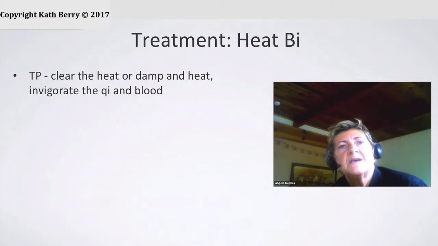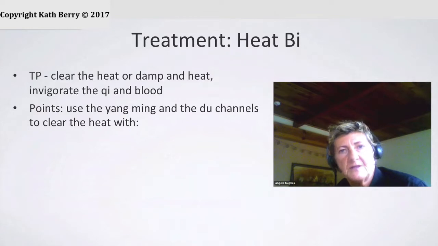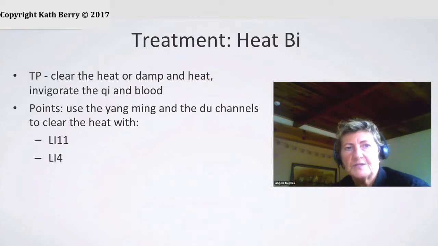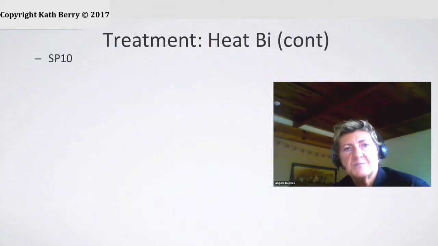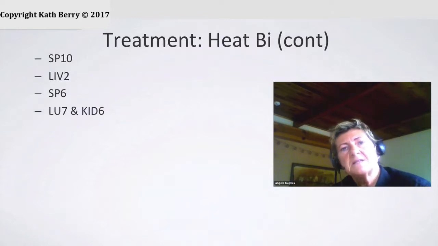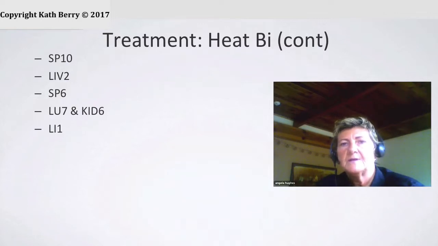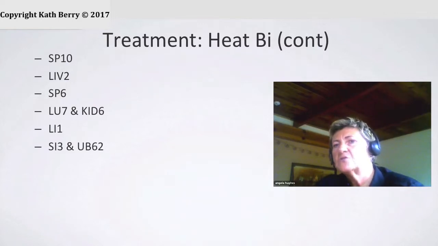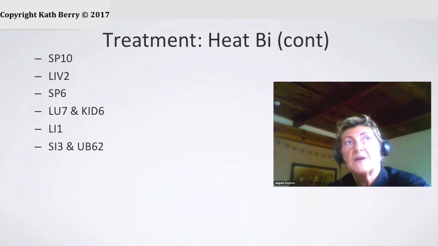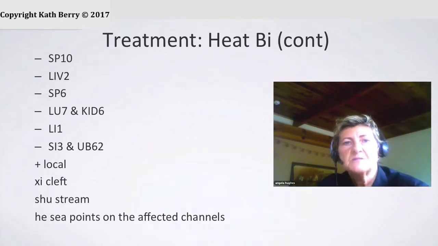So using the Yang Ming points and the points on the Du channel to clear the heat: LI11, stomach 44, Du 14, the meeting of all the Yang channels, LI4 for pain everywhere, spleen 10 specifically for heat in the blood, liver 2, spleen 6. Lung 7, kidney 6 opens the Ren channel, which affects the yin and helps protect the yin. And LI1, bleeding LI1 will clear heat from the Yang Ming. SI3 and UB62 will open the Du and the Yang Qiao Mai, which also expel excess yang from the body. And then with that, a combination of local Shi cleft or He-sea points that are specifically pretty cooling.